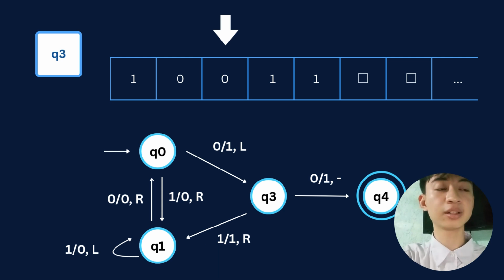And now we're at Q3. So the input symbol now is 0. So using 0, we'll transition to the halting state, which is Q4. And the output will be 1, so we'll change 0 with 1, and will stay, and the arrowhead will stay at the same place. And that's it for my illustration.